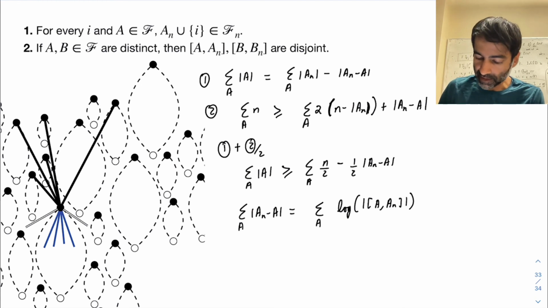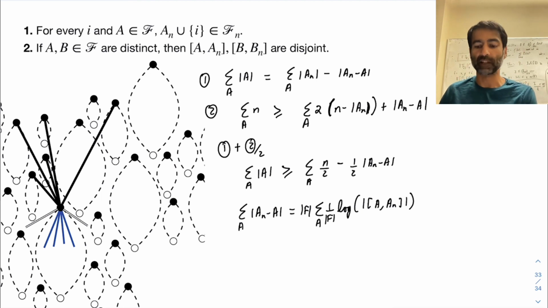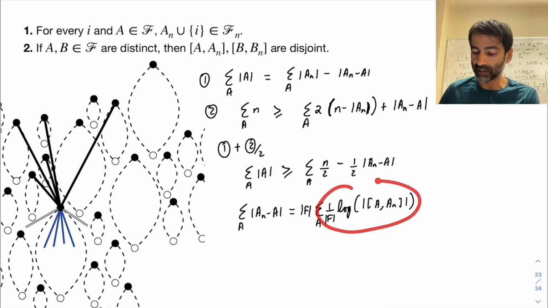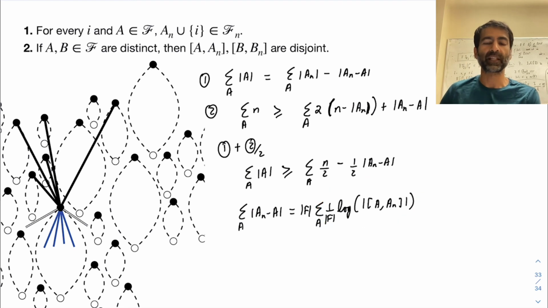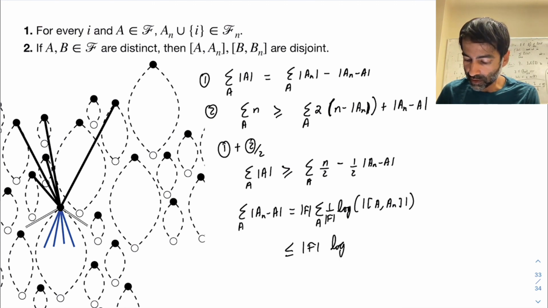Now I can express this as the number of sets in the family times, I'm going to add 1 over the number of sets of the family, so that this quantity here looks like an expectation. So it's an expectation of a log of a number. And the log function is concave. The log function is concave. So this can be bounded by the number of sets in the family times log of the expectation, the expected size of an interval.